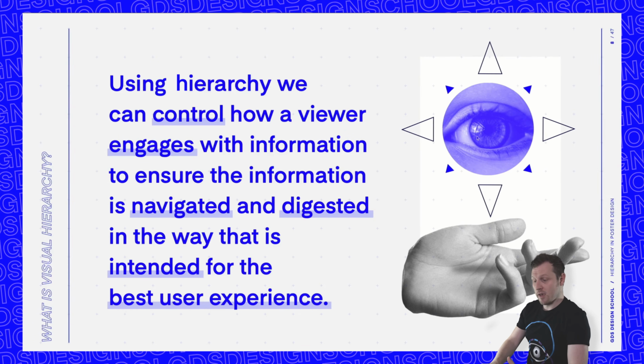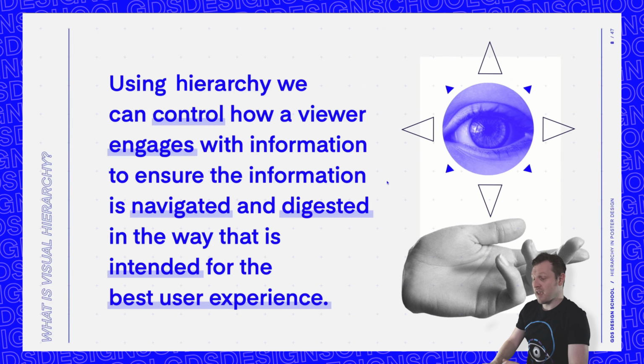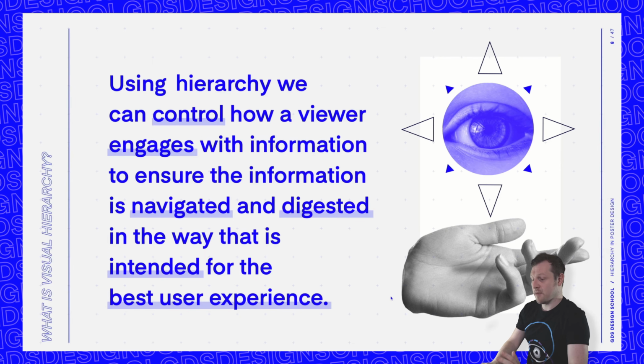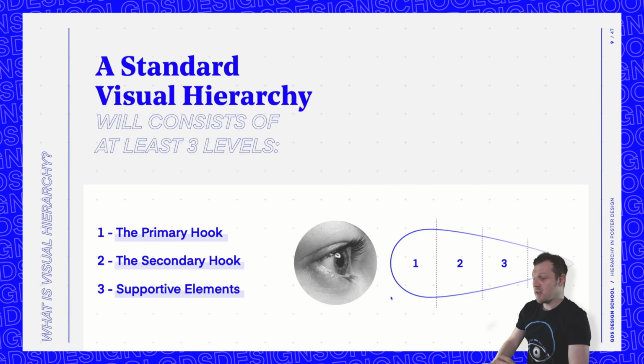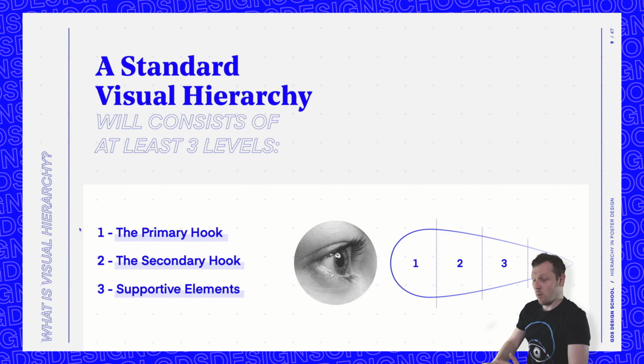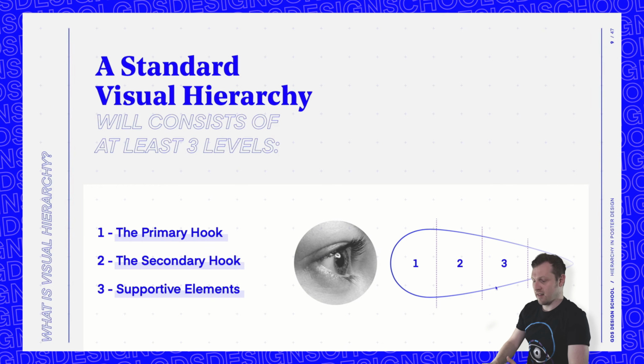Now, using hierarchy, we can control how a viewer engages with information to ensure the information is navigated and digested in a way that is intended for the best user experience. Now, a standard visual hierarchy will consist of at least 3 layers. 1, the primary hook, 2, the secondary hook, and 3, supportive elements.